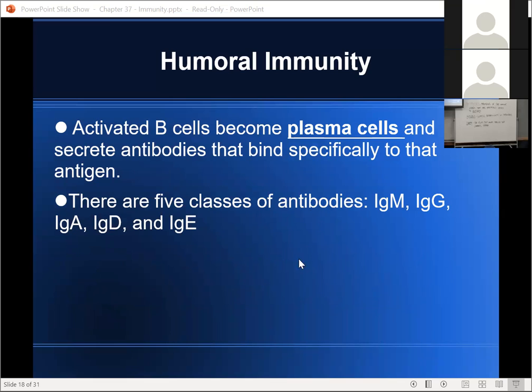Activated B cells become plasma cells that secrete antibodies that specifically bind to that antigen, like I mentioned before. There are 5 classes of antibodies: IgM, IgG, IgA, IgD, and IgE. Again, this is getting a little too far into the weeds. I'm not going to expect you to know all the different classes of antibodies. But you might be wondering, why do we have all these different classes of antibodies?